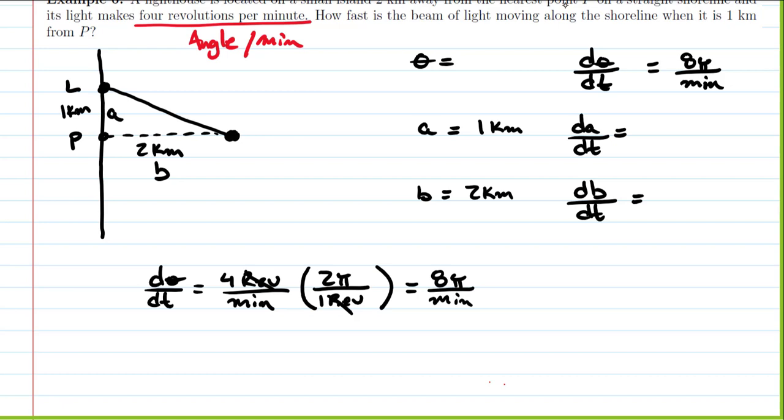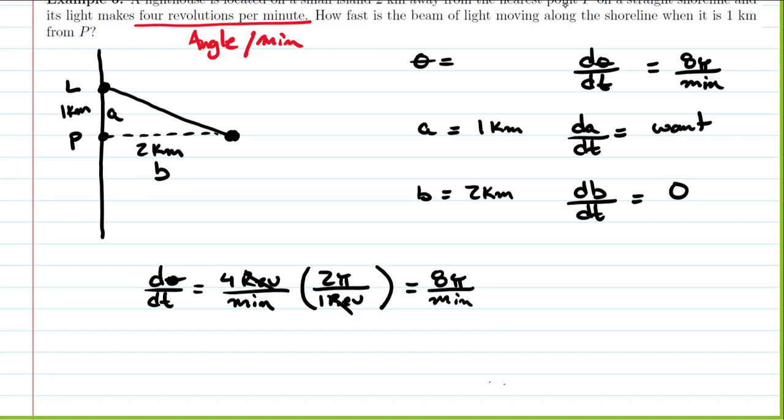So now dA dt, oh, well, that's how fast the light is moving along the shoreline. That's what we want. And what's our dB dt going to be? Well, does the distance from the lighthouse to the shore ever change? No. So that rate is going to be 0 because the lighthouse's distance from point P is fixed. It's always 2 kilometers. So the one thing we're missing is theta.